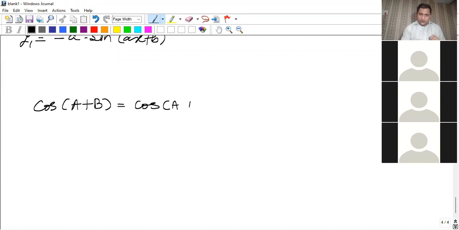Okay, this is going to be cos A into cos B, and this is minus sine of A into sine B. Is it okay? Yes, sir.